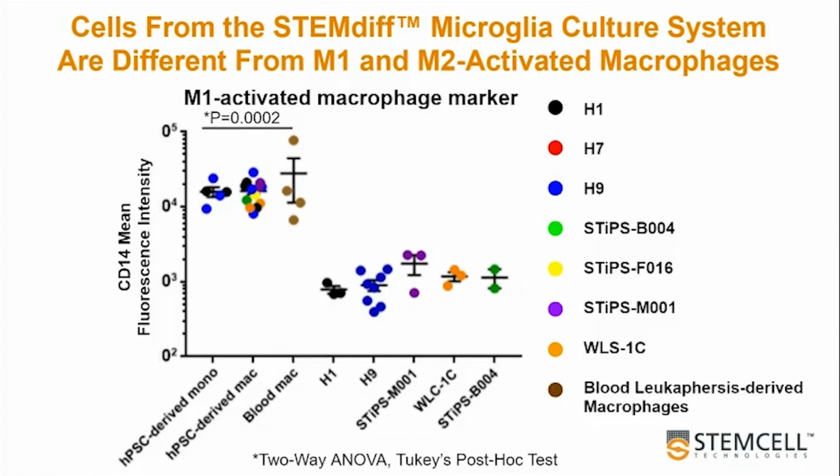To set your mind at ease that you are actually making microglia and not another mononuclear cell type, we directly compared our microglia to macrophage and monocyte. In this plot, we are showing the CD14 mean fluorescence intensity is much higher in PSC and blood-derived macrophage and monocyte compared to the CD14 intensity of microglia derived from 4 different PSC cell lines.